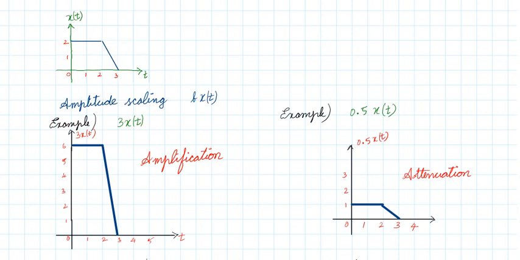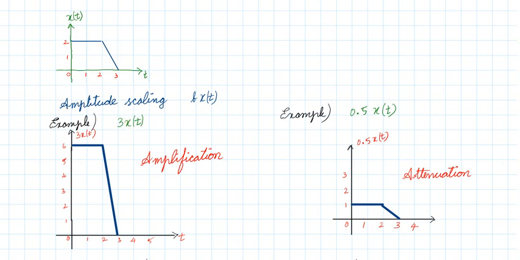Next, we will see something called amplitude scaling. Okay, what is amplitude scaling? Generally, I can say b into x of t. x of t is given, I am saying b times x of t. Suppose example 1 I am taking is 3 times x of t. What is happening? The signal x of t is multiplied by 3.